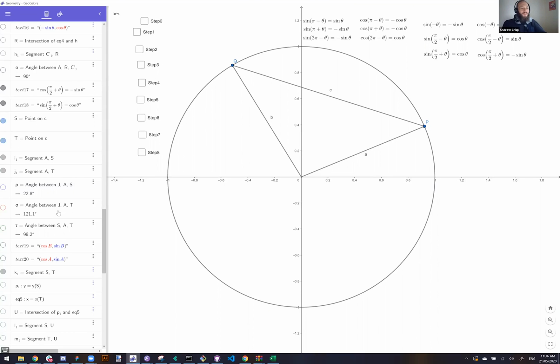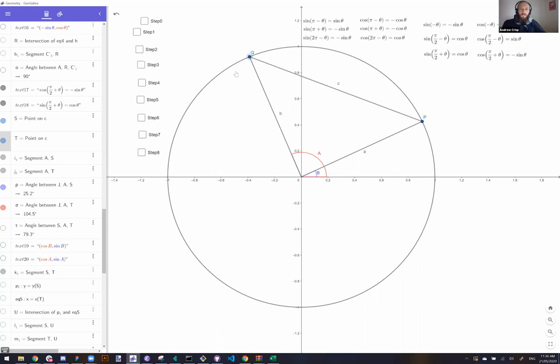So to start with, I'm going to introduce some angles. This one and this one. As I move the point around, I have this point Q and its angle around from the x-axis, I'm going to label capital A. So you can see that as I move Q, B doesn't change, but A does.